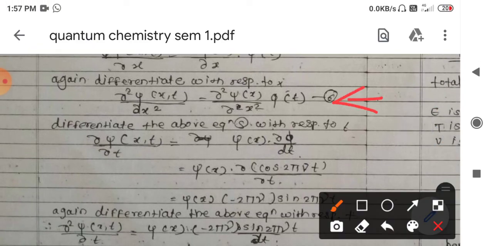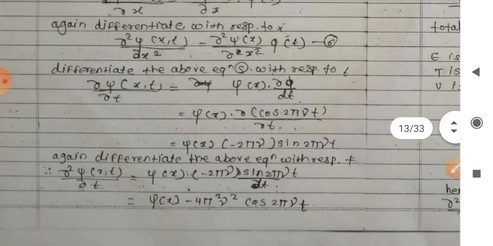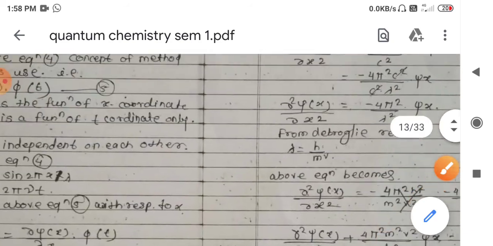Now consider equation number 5 again, that is the same function. This time we will differentiate with respect to t, so we will obtain the same type of function: psi of x into the double derivative of the other function, with respect to t. If we solve those two functions separately, finally we get psi of x into minus 4 pi square nu square into cos of 2 pi nu t.